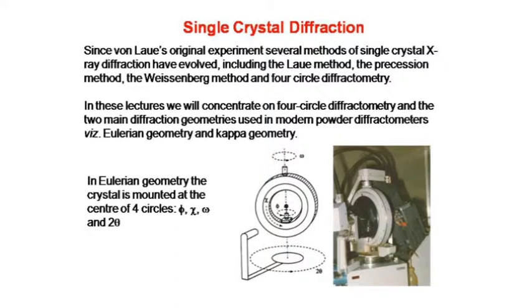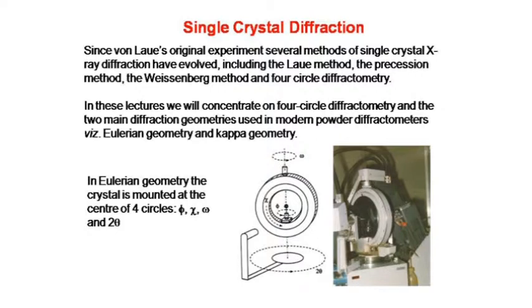So we talked about von Laue's original experiment. Several different diffraction methods have evolved, including Laue's original method. So things like the precession method, the Weissenberg method, and then 3- and 4-circle diffractometry. I'm going to concentrate on 4-circle diffractometers because that's what we use, but there are plenty of very good 3-circle diffractometers, so they have only 3 angles to play with.